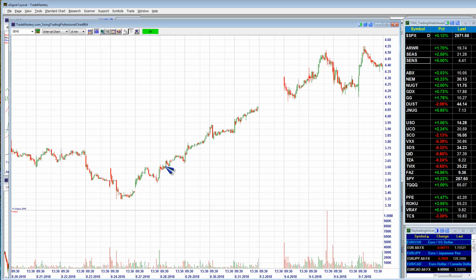Anyway, we've got a nice uptrend continuation in SENS going from a base of around 330 all the way up to 4.5. So a nice steady uptrend.